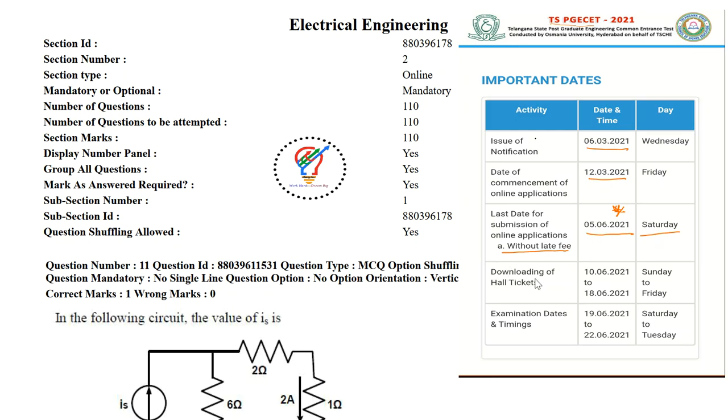And the downloading of the hall tickets is from the 10th of 6th, that means the next week. And the examination will be from 19/6/2021 to 22/6/2021. So these are the important dates. So you are already prepared for that.